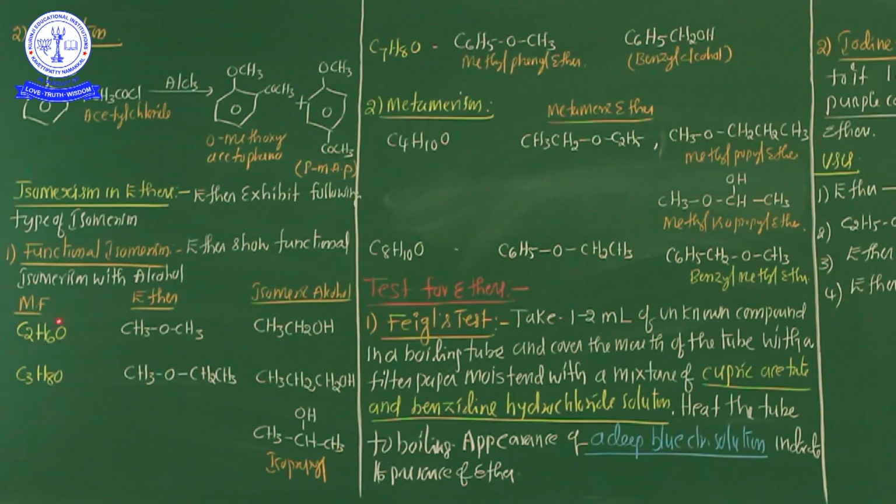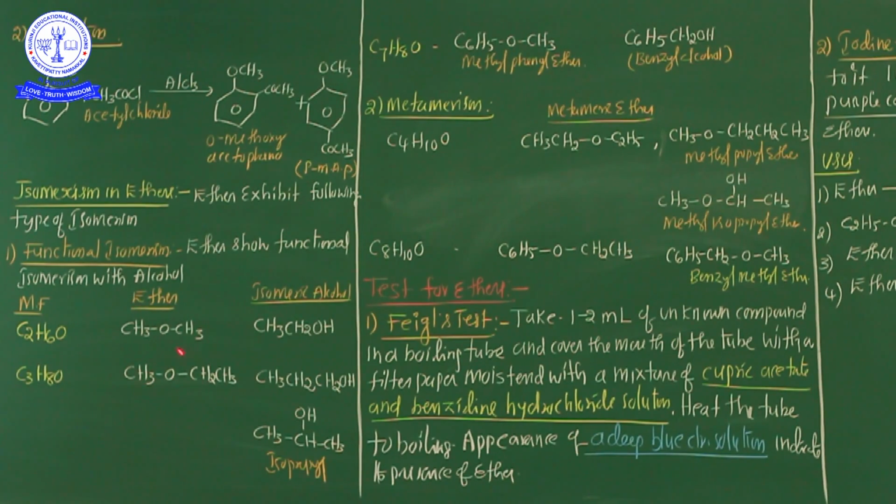See here the molecular formula C2H6O: this is dimethyl ether and ethyl alcohol. This one has the ether functional group, this one has the alcohol functional group, but the same molecular formula. That's why it shows functional isomerism: same molecular formula, different functional group. So ether is involved in functional isomerism with alcohol.